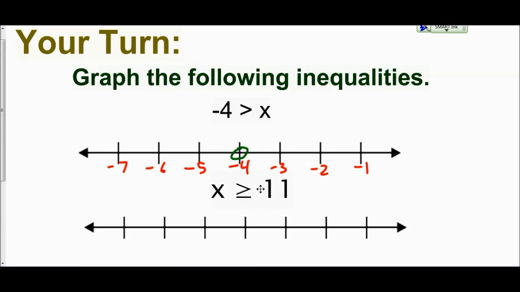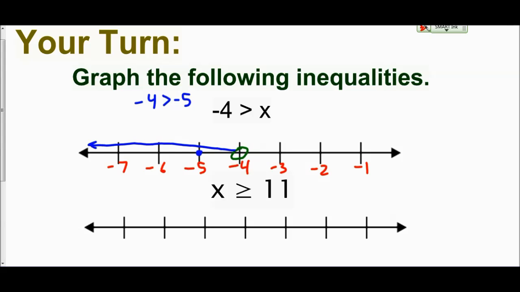Then I have to go ahead and determine which way is my arrow going to be. So let's see, I want to go ahead and pick a point, and I'm going to pick -5. So I'm going to plug that into my inequality. So I have -4 is greater than -5. Well, is -4 greater than -5? Hopefully you're shaking your head yes, because that's the case. So since this is true, I'm going to go ahead and draw my arrow going to the left.